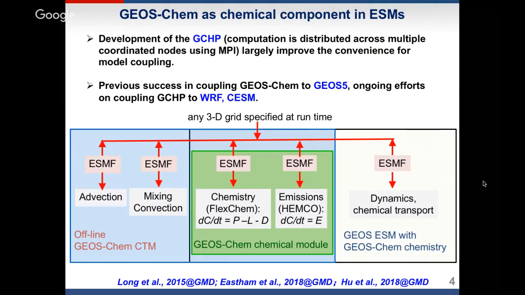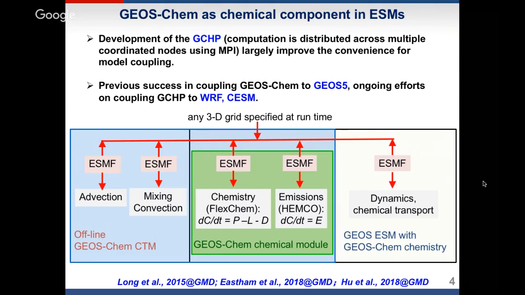But one important first step is to re-engineer the classic GeoSchem into a grid-independent model that can be performed across multiple nodes with MPI. And this has been achieved with the recent development of GCHP, which has been introduced in Daniel and Randall's talk earlier in this meeting. So I would like to skip this.